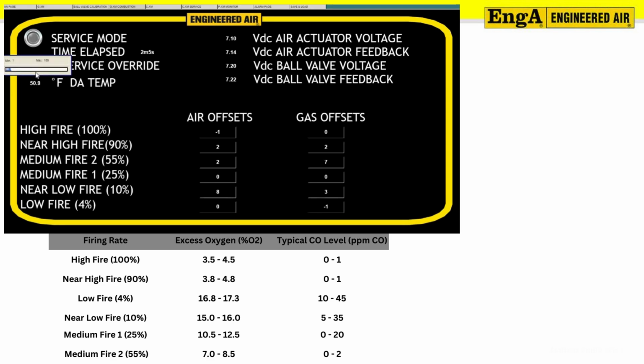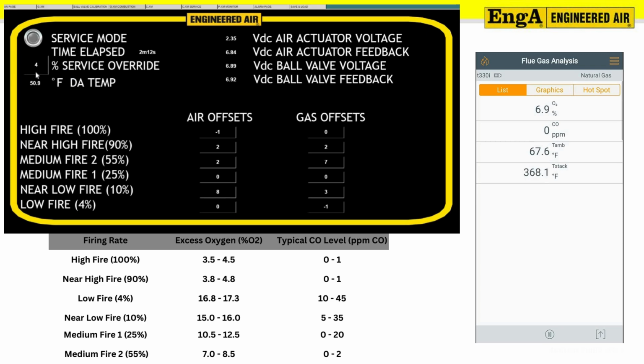Next, enter 4 into the service override box. As the air and gas demands drop, watch for unwanted spikes of CO. A CO spike of more than 200 parts per million typically means the curve matching will need to be adjusted. Once the actuator feedbacks have stabilized again, wait until your combustion analyzer measurements have stabilized and compare the O2 and CO values to the third row of the table. It may take a couple minutes for the oxygen and CO levels to fully stabilize.